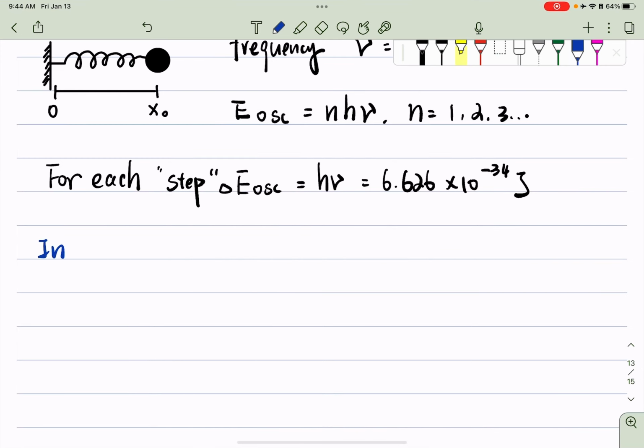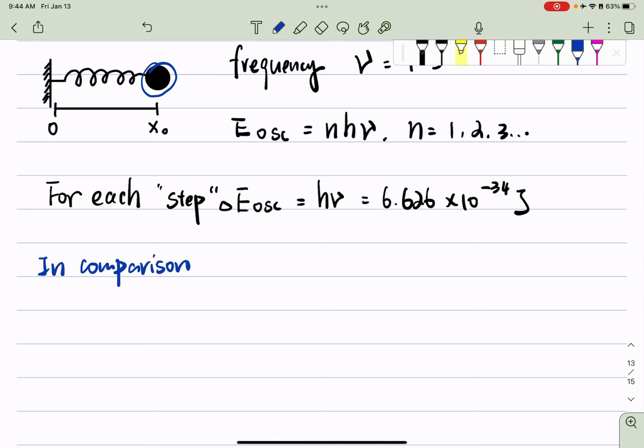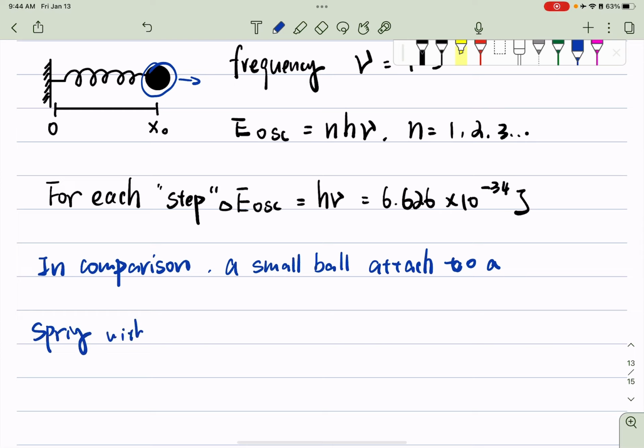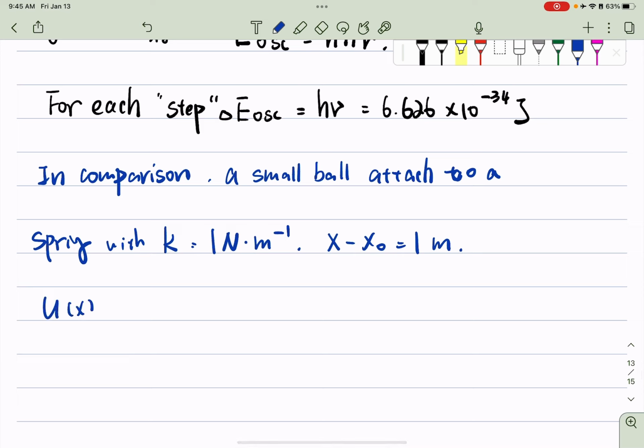So in comparison, if we put this ball and move it a little bit, attached to a spring with stiffness of 1 Newton per meter, and let's say the displacement is 1 meter, we have the potential energy equal to 1/2 k (x minus x0) squared. That gives you about 1/2 joule.